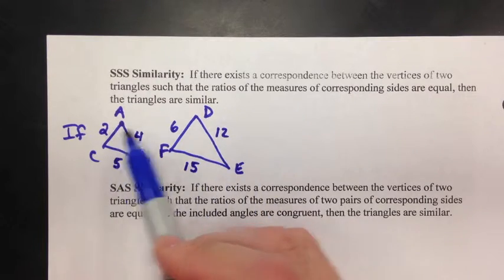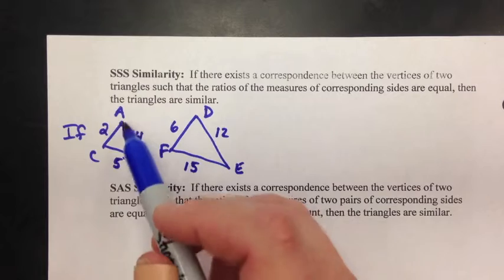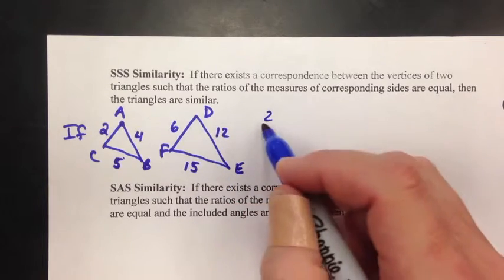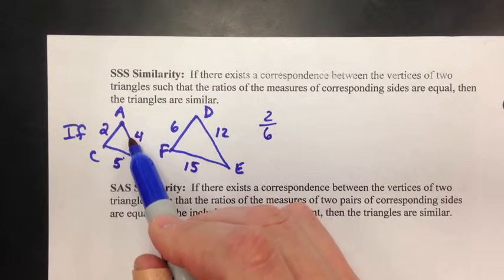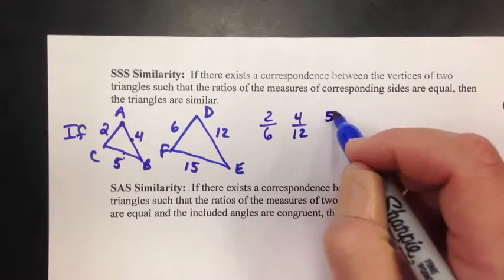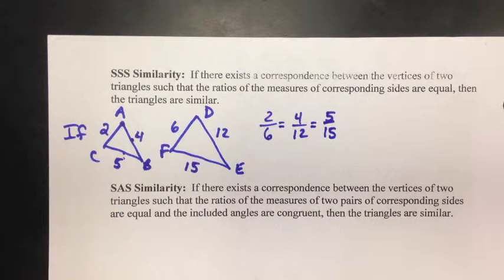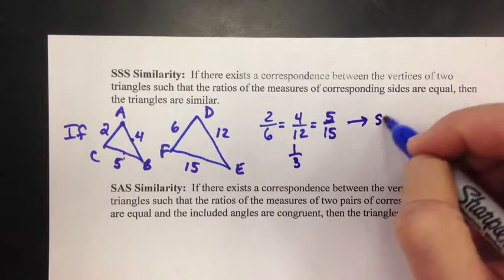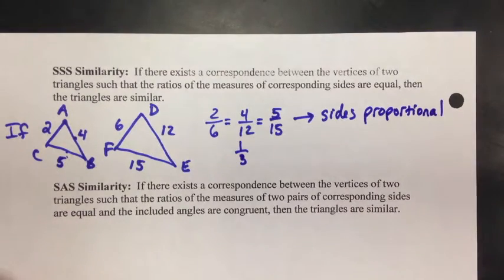Now what happens here is that when figures are similar, the corresponding sides have to be proportional. Well, if I take the smallest side of triangle ABC, which was 2, and I take the smallest side of triangle DEF, which was 6, that reduces to 1/3. Now if I look at the 2 middle sides, which would be 4 and 12, and I look at the 2 biggest sides, which would be 5 and 15, notice that all 3 of these fractions are equal. They're all reducing to 1/3. This means that the sides are proportional. And if the sides are proportional, then the figures have to be similar.